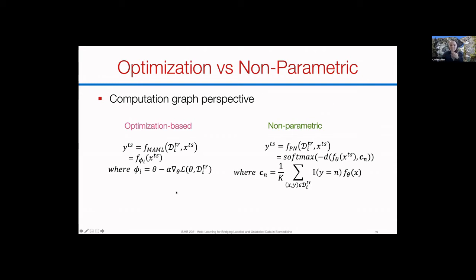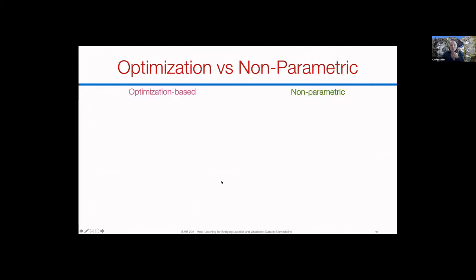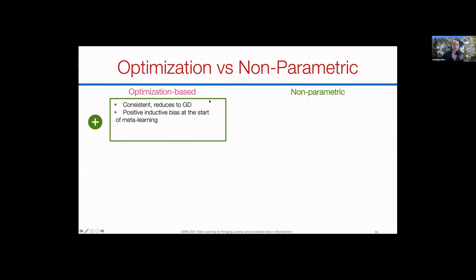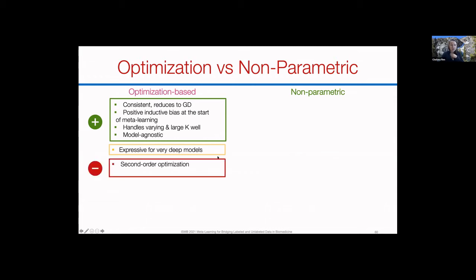Okay, so now to summarize the pros and cons of both of these optimization-based methods as well as non-parametric meta-learning methods. For optimization-based methods, we saw that it has this kind of positive inductive bias at the start of meta-learning because it just reduces to gradient descent. In practice, it also handles varying and large numbers of shots well. And it's also model agnostic. It's also pretty expressive for deep models. And the downsides are that we have the second order optimization and it's usually fairly compute and memory intensive.